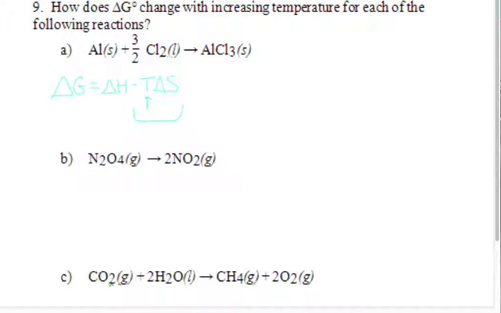Delta S. So looking at this reaction up here, we have solid and liquid going to solid. What is the sign on that delta S? Negative. So if this is negative, we do our plus plus thing. If we increase temperature, what happens to our delta G?